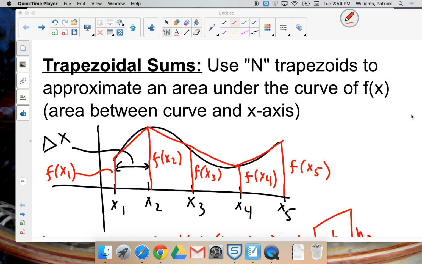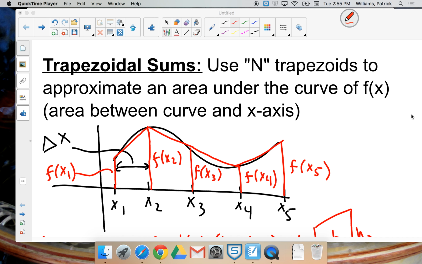Okay, in the last videos we talked about Riemann sums as a method for approximating the area under a curve. We're going to talk about another type of sum that in general is more accurate than Riemann sums, though it's not guaranteed. Sometimes a midpoint Riemann sum can be more accurate than this. But for most cases, trapezoidal sums are the most accurate that we're going to be looking at in class. And what they do is instead of using rectangles as our geometric shape, we actually use trapezoids instead.